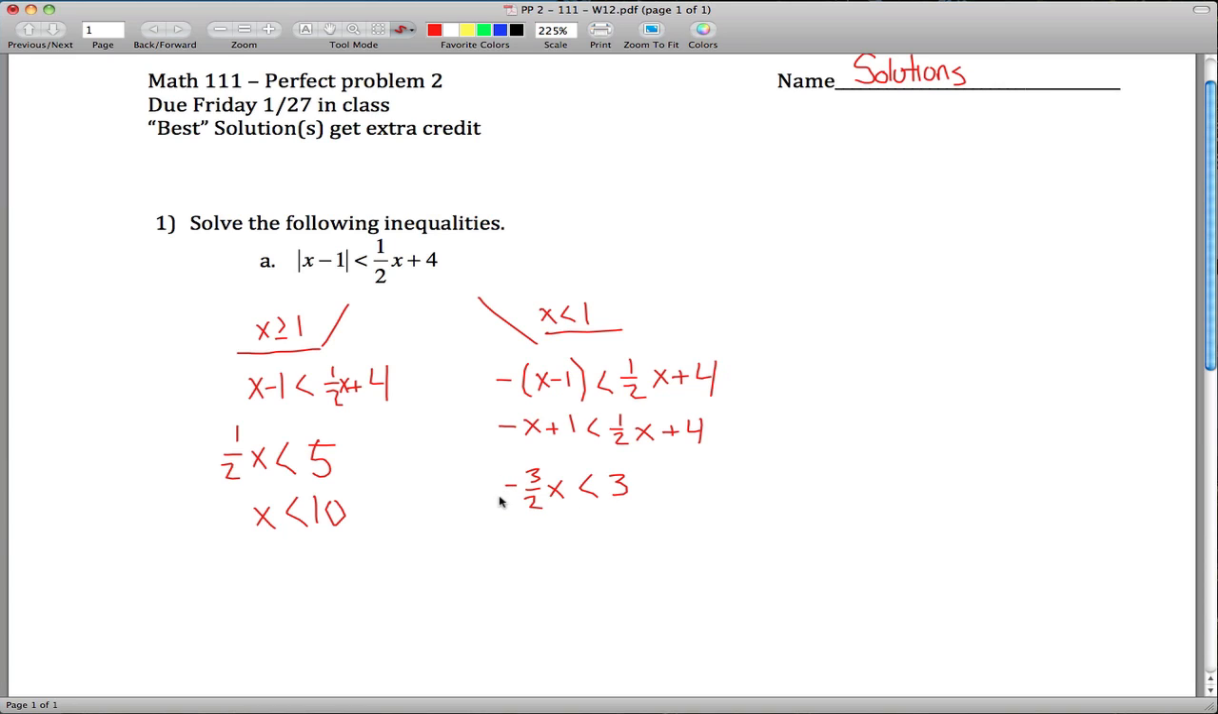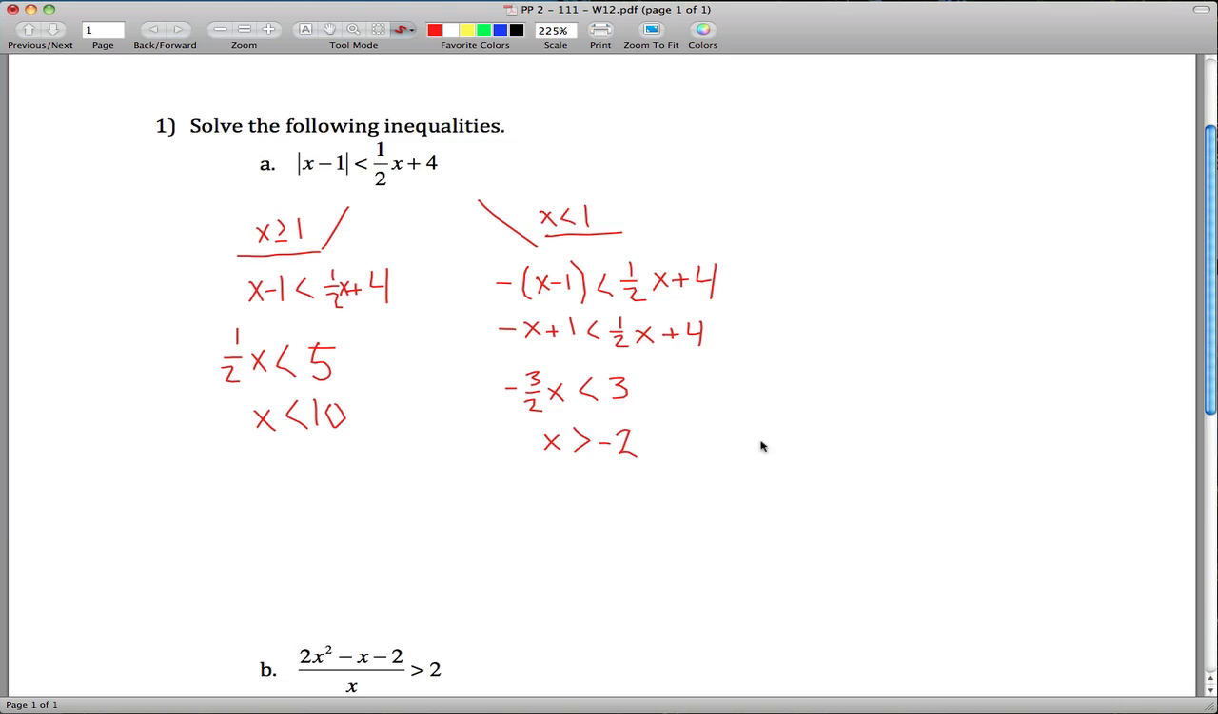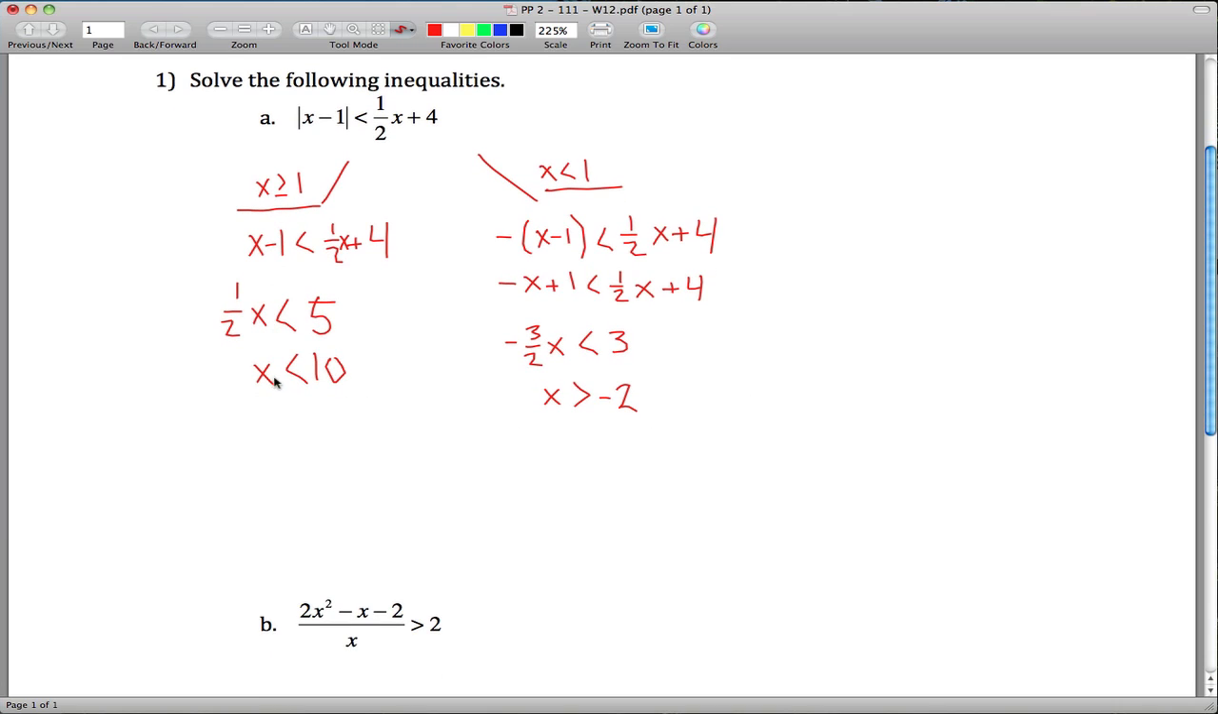And if we multiply both sides by -2/3, the reciprocal of this, we'll just get x on this side multiplying by negative, so you got to flip the sign around. And -2/3 times 3 is -2. So now to figure out our answer, we got to figure out, okay, when is x less than 10 and greater than or equal to 1? So that's everything from 1 up to 10, including 1, not including 10.